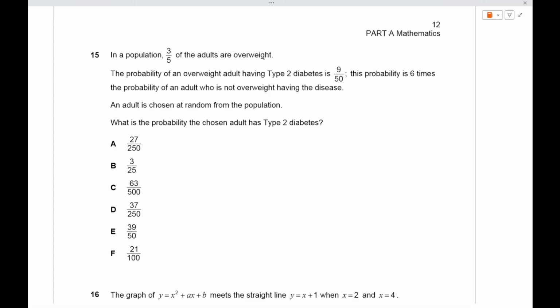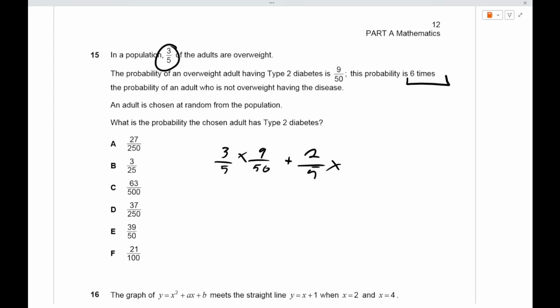In a population, okay. So what you have to do basically here is add up the probability of an overweight person having type 2 diabetes and a normal person having type 2 diabetes. So really simple. Again, 3/5 of the population are overweight. Do 3/5, and the probability of them having diabetes is 9/50. Do that plus the probability of someone not being overweight is 2/5, because 1 minus 3/5, times the probability, which is 6 times less.